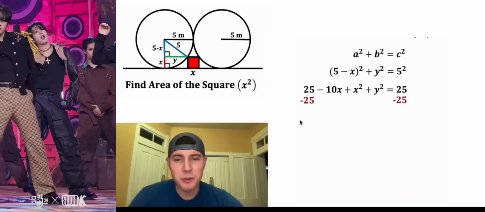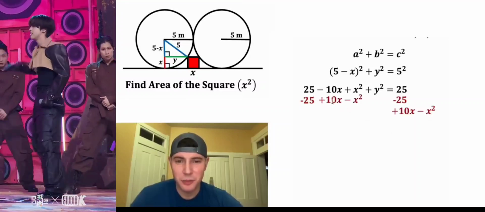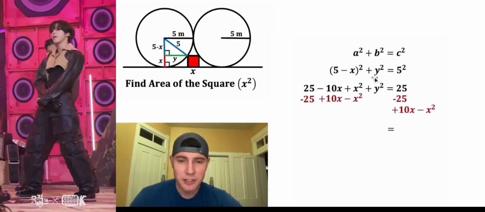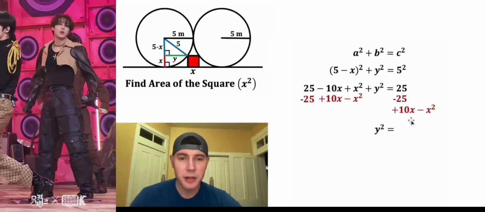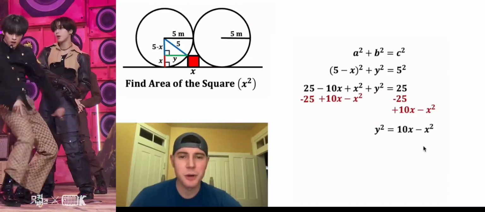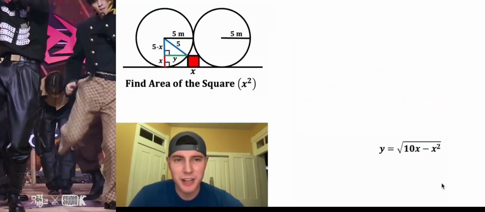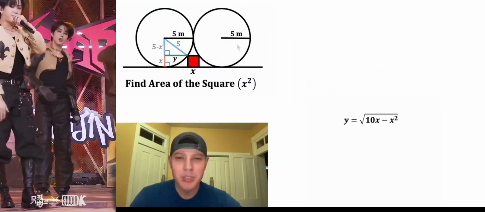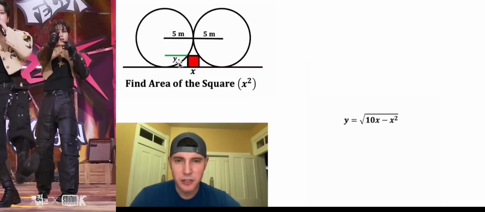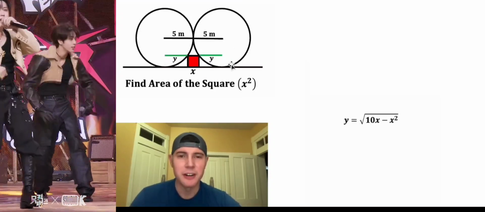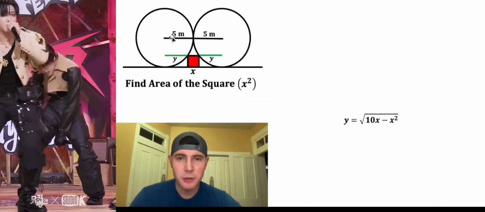And then we can subtract 25 from both sides, and we can also subtract the rest of this stuff from both sides. On the left-hand side, we only have y squared, and on the right-hand side, we have 10x minus x squared. After we square root both sides, we have y is equal to the square root of 10x minus x squared. And now we can clean things up a little bit. Let's scoot this over here, and let's duplicate the y over here. Now this distance is going to be equal to this distance.